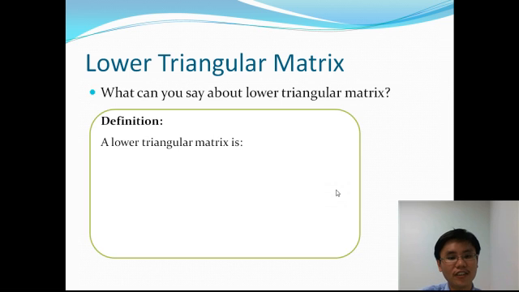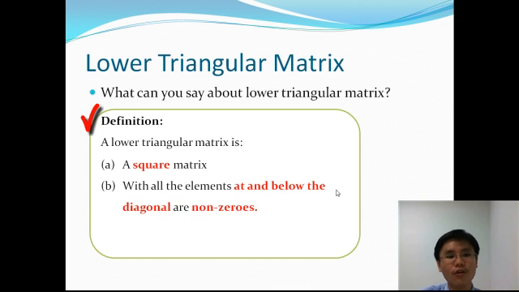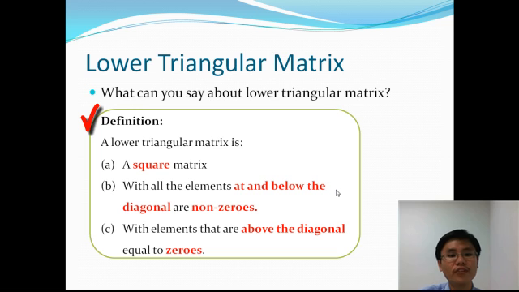After studying these three examples of lower triangular matrices, what can you say about lower triangular matrix? Well done! A lower triangular matrix is a square matrix with all the elements at and below the diagonal are non-zeros, and with elements that are above the diagonal equal to zeros.